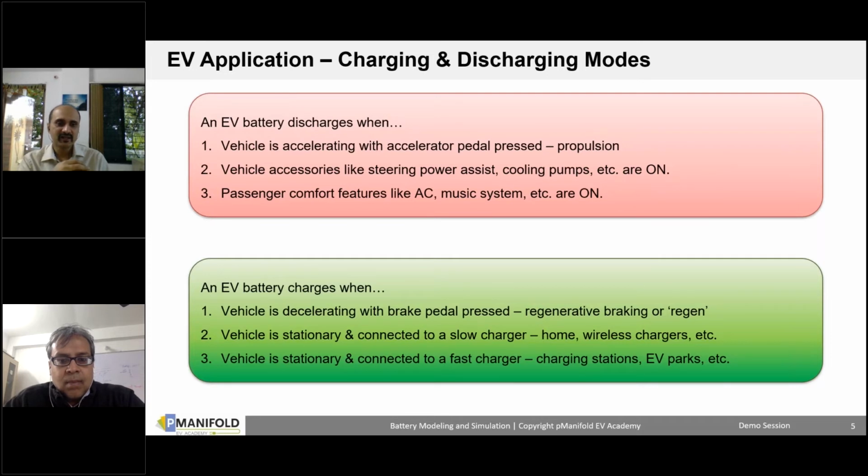And how does the battery get charged? Well, the battery gets charged when the vehicle is decelerating. That is regenerative braking, or regen braking, as it is called. Then, if the vehicle is stationary and is connected to a charger, whether it's a slow charger at home, or a wireless charger, or a slow charger at office, and so on, or if the vehicle is capable of charging with a fast charger, they would have dedicated charging stations, maybe OEM operated, maybe public charging stations, and so on. So this is what will recharge the battery.